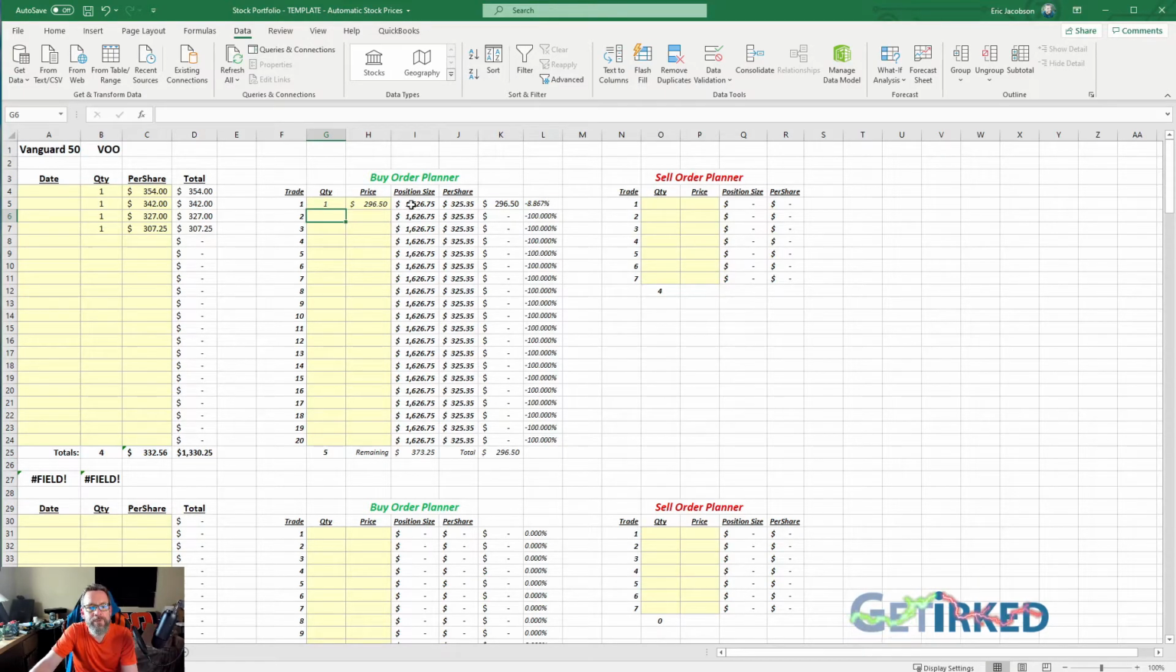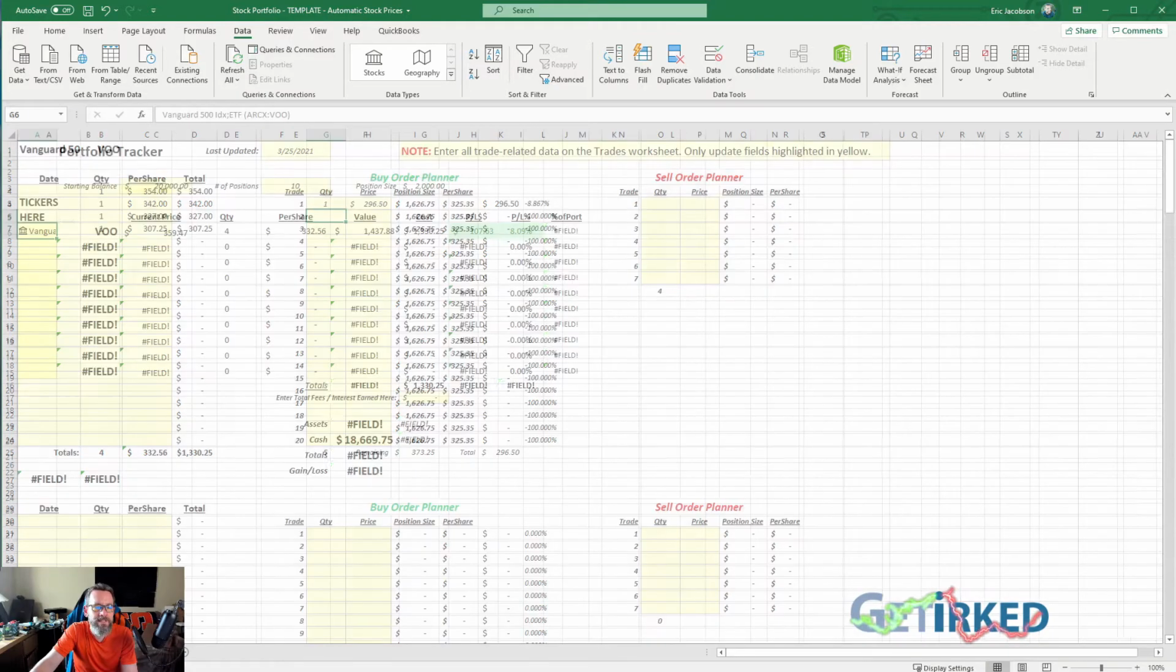And you can see that it will tell you what your position size would be, what your per share cost would be if you made that order, in addition to all of the different orders that you already have that have gone through. And it updates how much money you have remaining. It shows you what the total amount of the different orders that you've put in your buy order planner will cost, so you can plan in advance what you want to do with each asset.